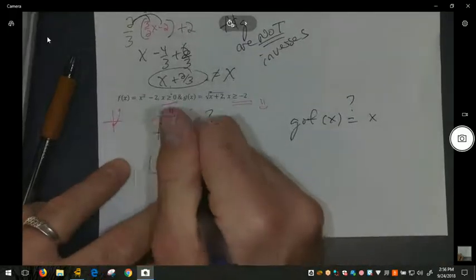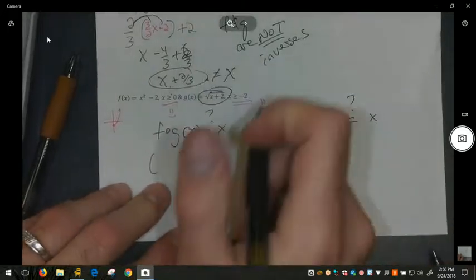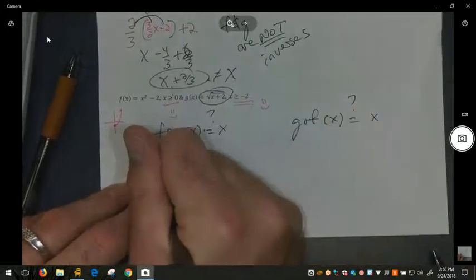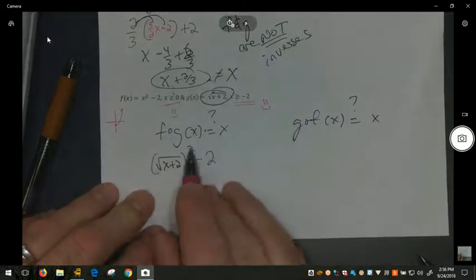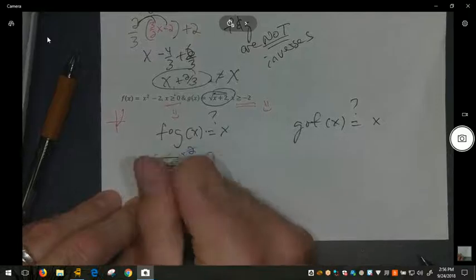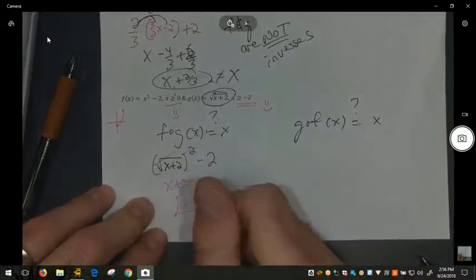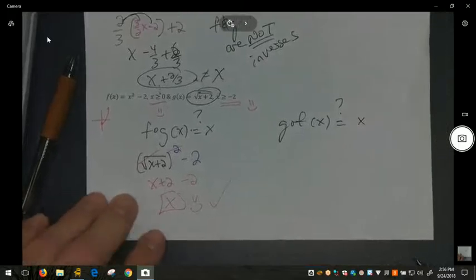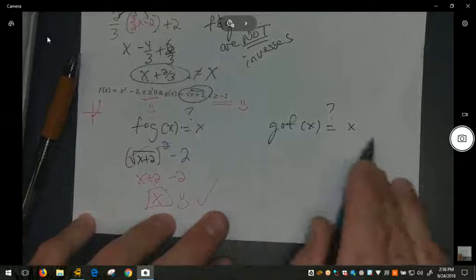In f, we have x squared minus 2, and we are plugging in g, that's the square root of x plus 2. Squaring and square root are inverse operations. We're left with x plus 2, and then we bring down the minus 2, we're left with x. So yay, so far it checks out that they're probably inverses. All right, let's test it here.